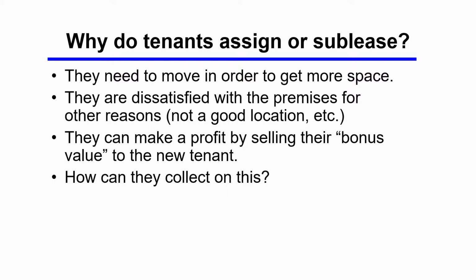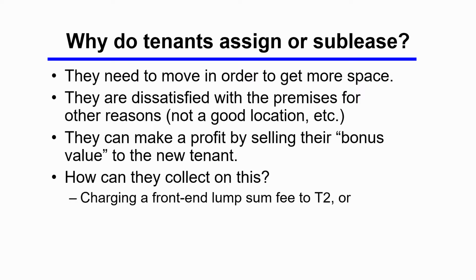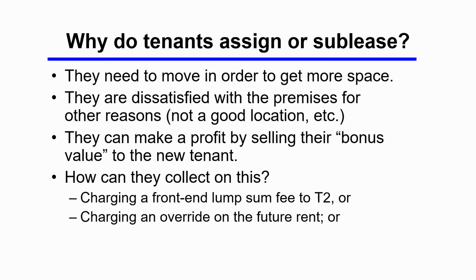Well, there are several possible methods. One way is they could charge a lump sum front-end fee to T2. T2 could simply pay cash for an assignment or a sublease. Alternatively, T2 might agree to pay an override on the future rent. That is, T2 would pay the original rent perhaps to the landlord and then an additional amount every month back to T1. It might also be a combination of these two methods, where T2 pays some amount up front and pays some amount as an override on the future rent. Any of those are possibilities.